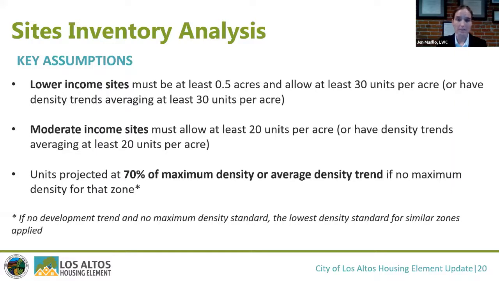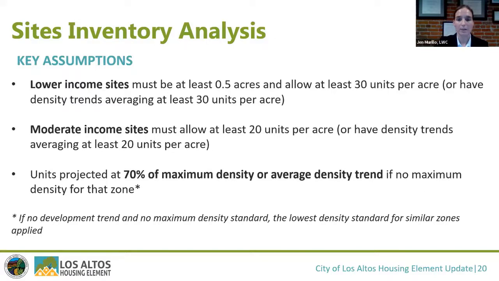Now, actually, the city, under current guidance, could project lower income capacity at a 20 unit per acre threshold. But the city is being conservative, using 30 units per acre as a threshold based on the 2020 census and densities observed for lower income projects.